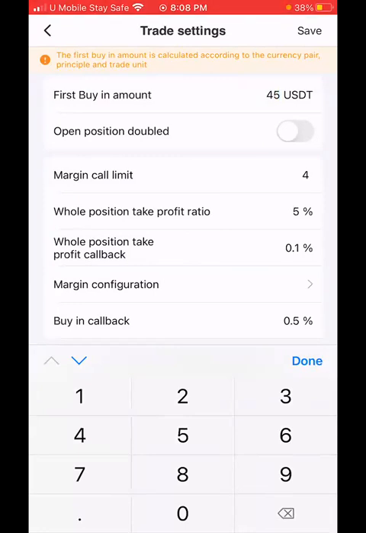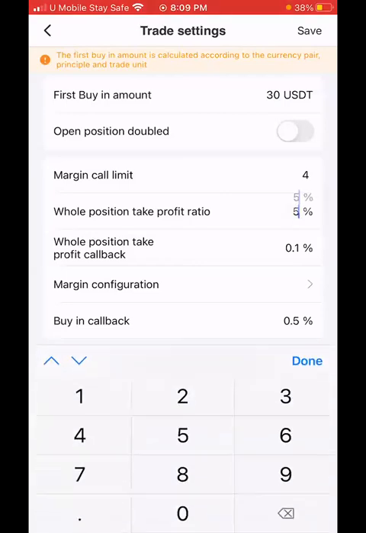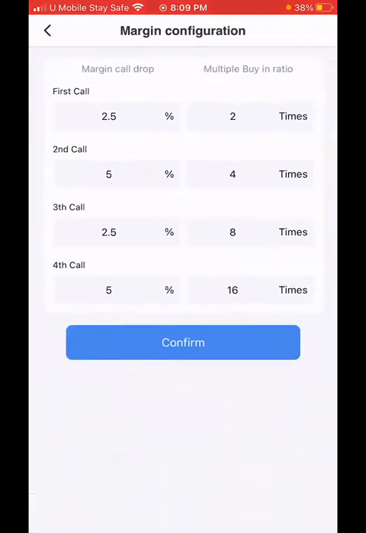Let's assume I have $300. For instance, let me put $30 here, but that's not the final conclusion. Then my margin call at 4, then my percentage take profit. Let me go for 2.5 to be at the average height. Then I go to my strategy. Now, did you see the strategy?